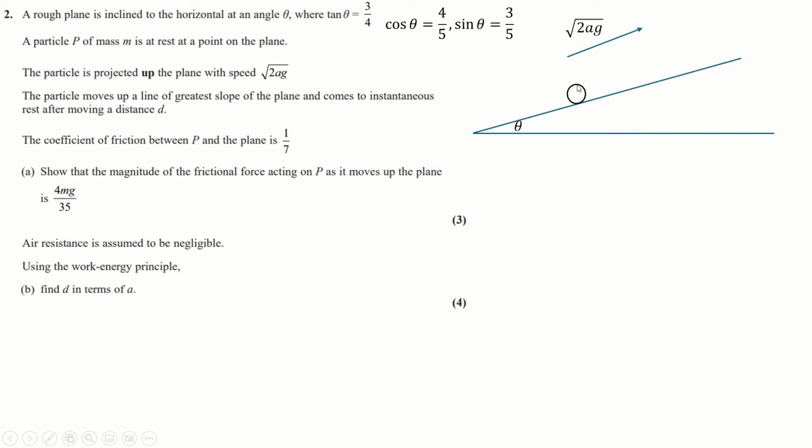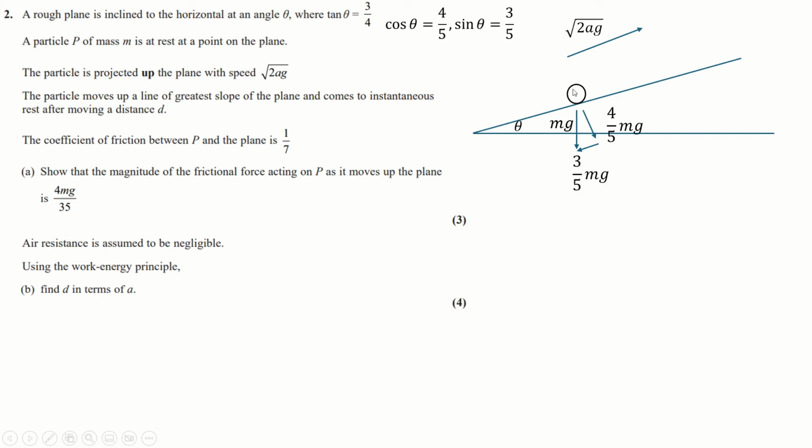We've got an inclined plane, and we've got a speed of root 2ag going up this way. So that's the speed that it's projected at. Obviously, we've got mg coming down, and we've got mg cos theta here, mg sine theta here. Those two things are very easy for me to write down because I know sine theta is 3/5. So this is just 3/5 mg, and this one here is 4/5 mg.